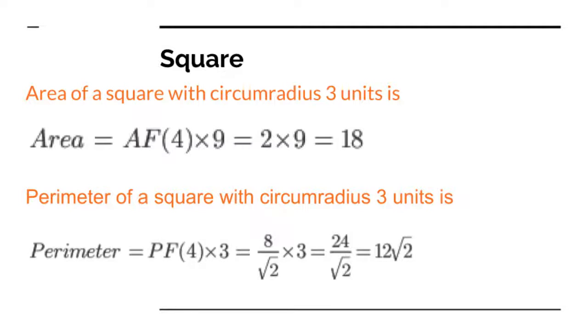Square. Area for square with circumradius 3 units each. Look at the calculation. It is 18. Perimeter for square with circumradius 3 units each. Look at the calculation. It is 12 root 2.